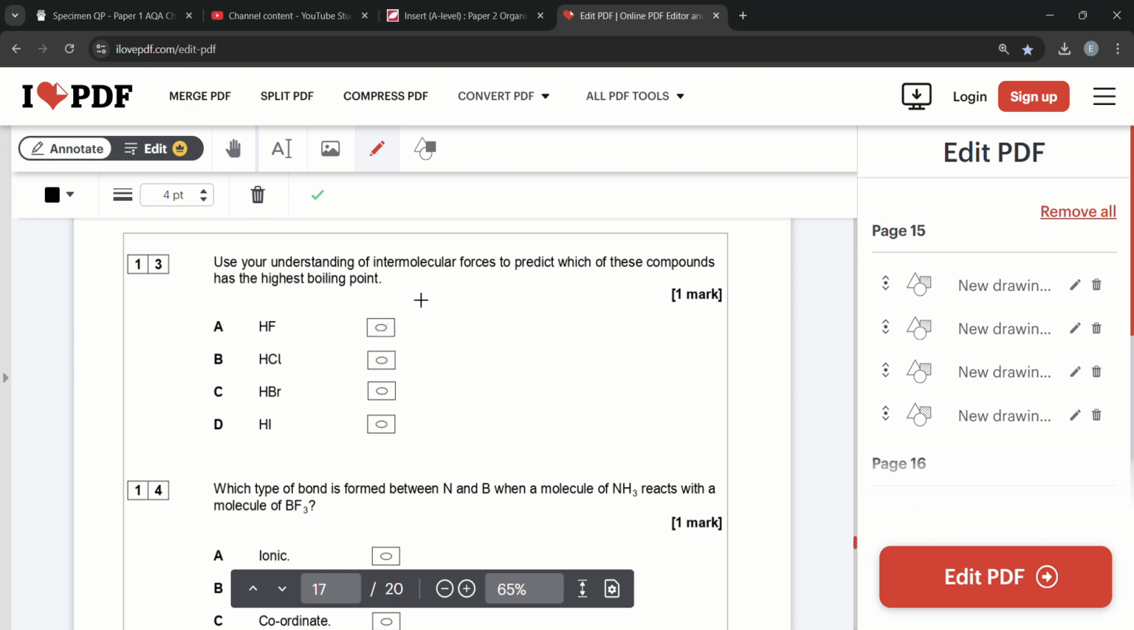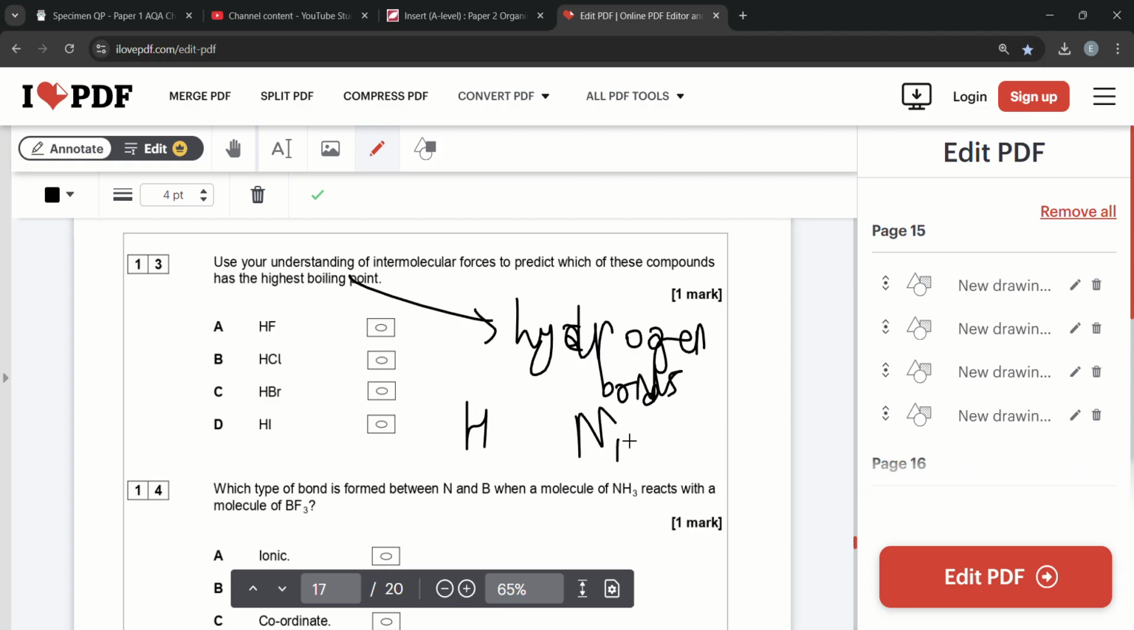Question 13a. We use the understanding of molecular forces to predict which of these compounds has the highest boiling point. With the highest boiling point, you need to look for hydrogen bonds. And how do hydrogen bonds form? Hydrogen bonded to an N, O or F atom. So can I see N, O, F? I can see it in A, can't see it in B, C or D. The answer is A.